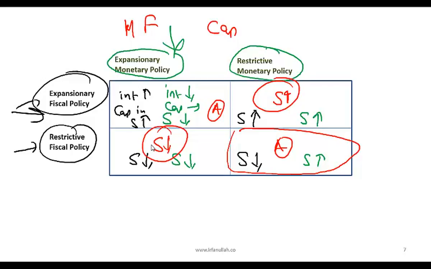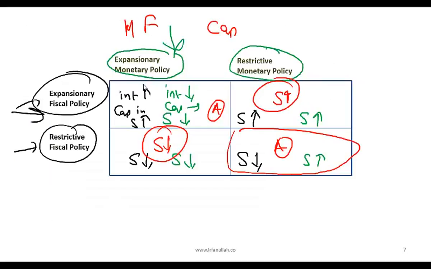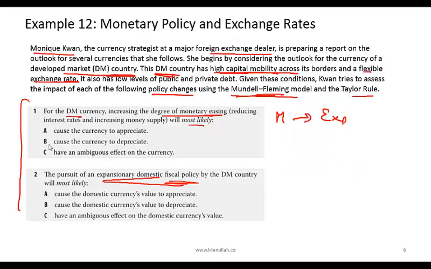Okay, now take this model which we apply in this particular scenario, and let's solve each question. Increasing the degree of monetary easing. So we have an expansionary monetary policy. What does that do? Does it cause the currency to appreciate? Cause the currency to depreciate? Note that here we are just talking about the monetary policy. So as we just saw, what does an expansionary monetary policy do? It causes the currency to devalue. So it will cause the currency to depreciate. That is the correct answer.